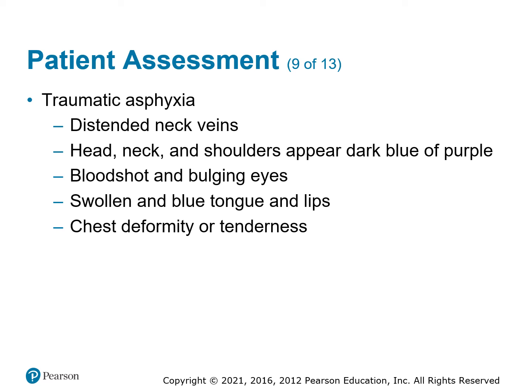On to traumatic asphyxia, again, distended neck veins. You're going to see that darkening of the head, neck, and shoulders because the vessels will rupture at the surface, giving them a bruised look across those areas. You'll see the bloodshot and bulging eyes from the increased pressure that happens very rapidly. Their tongue and lips may become swollen or blue, and then they're going to have chest deformity and/or tenderness if they're conscious.